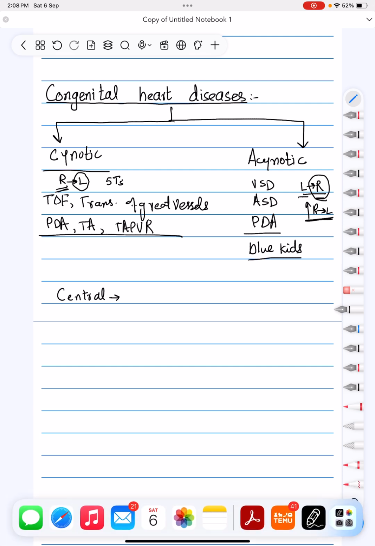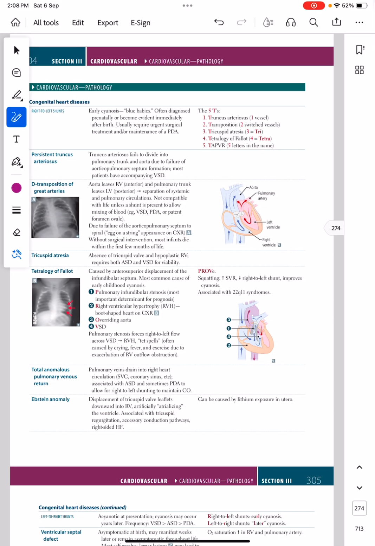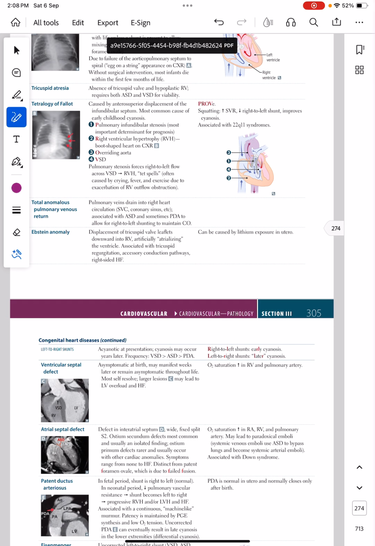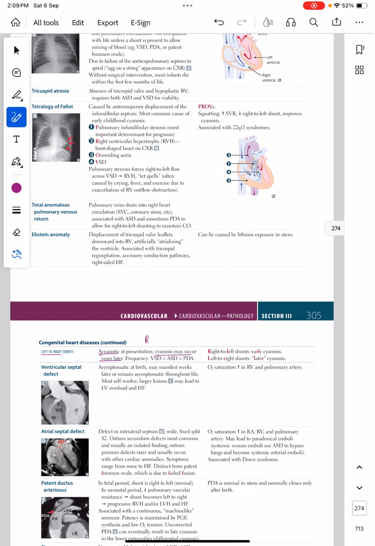It's written here that left to right shunts are acyanotic at presentation, and cyanosis may occur but later in life. When will the cyanosis occur? It will occur later in life because at birth the flow is from the left to right, so it does not cause cyanosis. But later in life, when pulmonary vessels become thickened and the right ventricle hypertrophies, the right-sided pressures increase, and untreated acyanotic heart condition eventually results in shunt reversal, a shunt reversal from left to right to left.